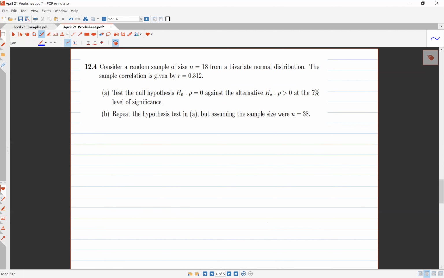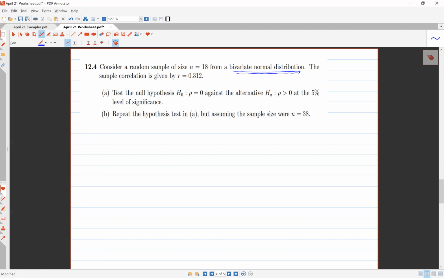So here we have a sample of size 18 from a bivariate normal distribution. And that bivariate normality is important. We're going to use a t-distribution here, but the t-distribution is only valid if your original data come from a population that is bivariate normal.